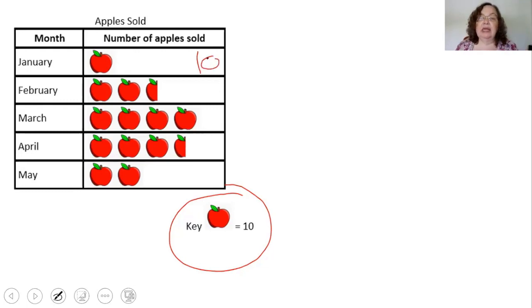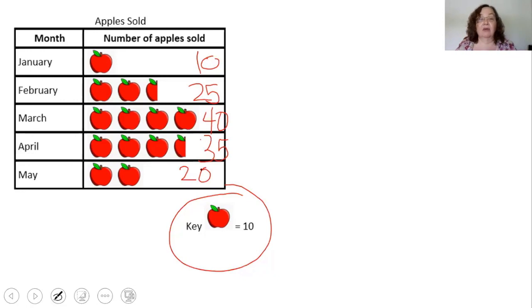And then February has 10, 20, but there's only half of an apple. So what would be half of 10? 5, you're right. So it would be 10, 20, 25. Okay, let's look at March. 10, 20, 30, 40. How about for April? Let's count with me. 10, 20, 30, and then there's half of 1, so that is 35. Wonderful. Now let's look at May. 10, 20.